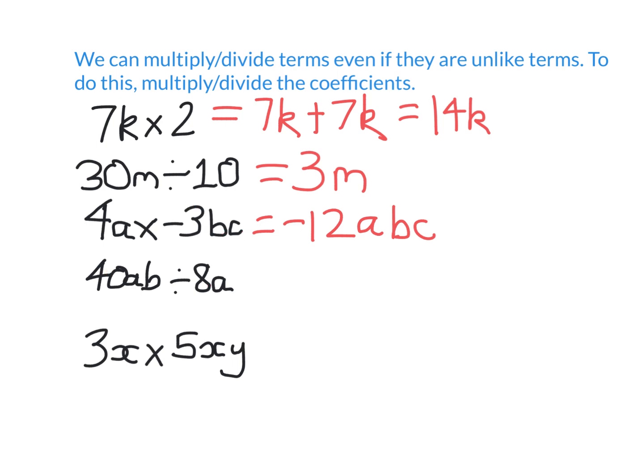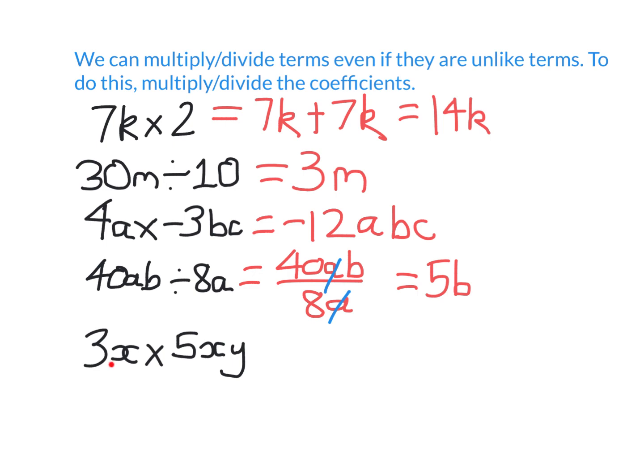What about 40ab divided by 8a? Well, this is a little trickier. Sometimes it's easier to write the division sign as a fraction line. 40ab divided by 8a. Well, we're still following the same process. So 40 divided by 8 is 5. But if we have an a on the top and the bottom, we cross it out. That's cancelling. So the a's here actually disappear, and I'm left with a b. The final answer is 5b.